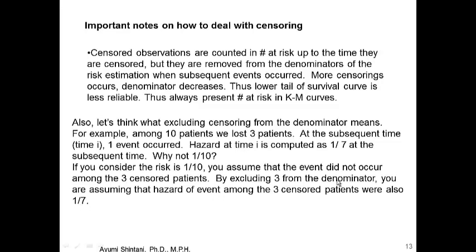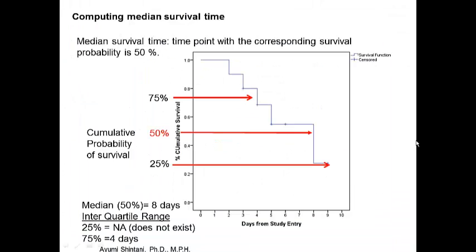Since we don't include them in the denominator, we estimate the hazard as 1/7. What does this mean? It means we are assuming the risk of these 3 persons dying at the subsequent time point is 1/7. Therefore, the Kaplan-Meier method deals with censoring by imputing events among censored patients, assuming a censored patient was at the same risk as a patient who stayed in the cohort.